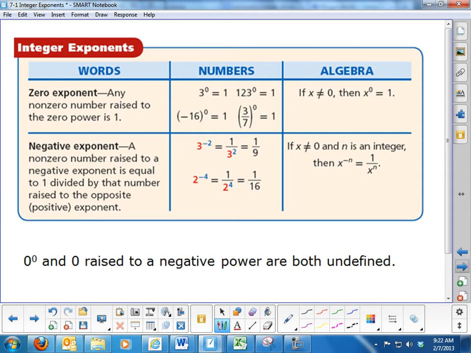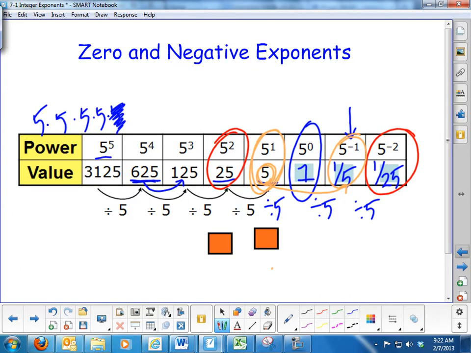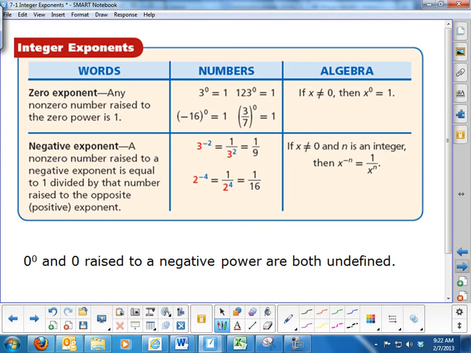Zero exponents: if you have any number raised to the 0, you're always going to get 1. That's what we learned right here in this frame of the table. So if I take 3 to the 0 power, I get 1. If I take 123 to the 0 power, I get 1. If I take 1 million to the 0 power, I get 1. Any single thing raised to the 0 power is equal to 1.